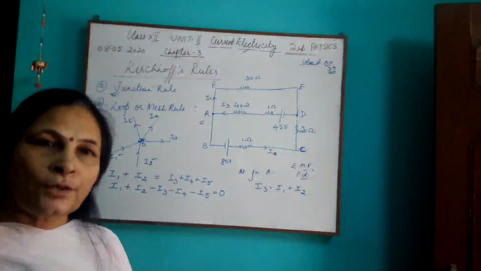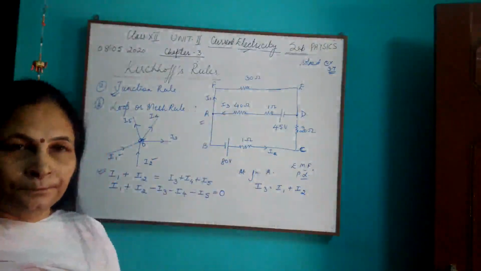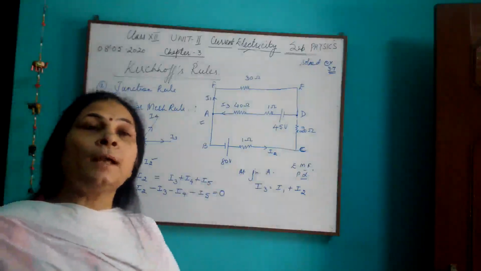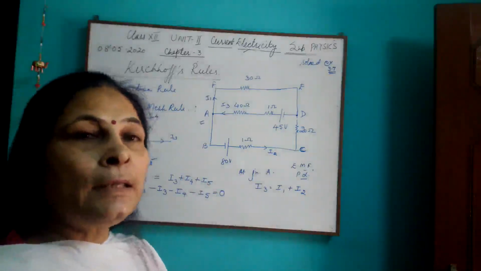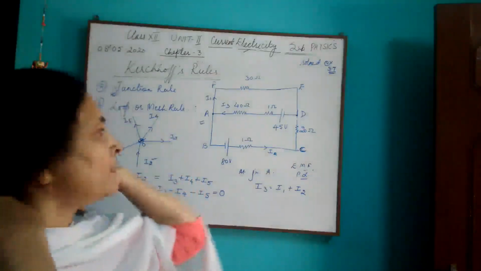Sometimes in your question, the direction of currents will be given to you, as I have given it to you already. Because first you must know how to apply the junction rule. Later on we will see how these arrows will change your answer.